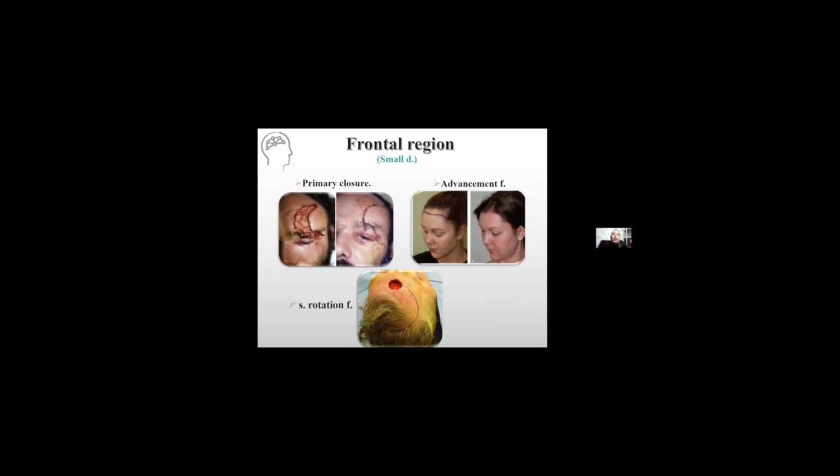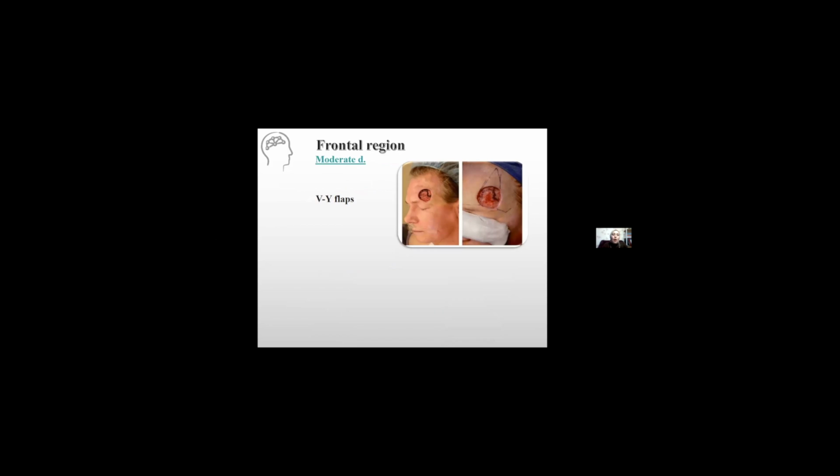The first is primary closure after undermining the surrounding tissue. The second is an advancement flap, which in that case is used for lowering the anterior hairline, and the third option is the small rotation flap. A moderate defect can be reconstructed with the VY flap technique, a subcutaneous bipedicle rotation advancement flap. The second option here is the temporoparieto-occipital flap, as we mentioned above, which is used to reconstruct the anterior hairline and correct some pattern of baldness.